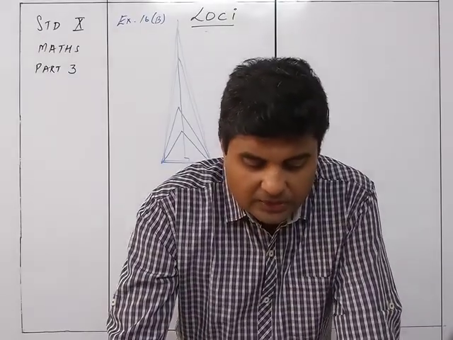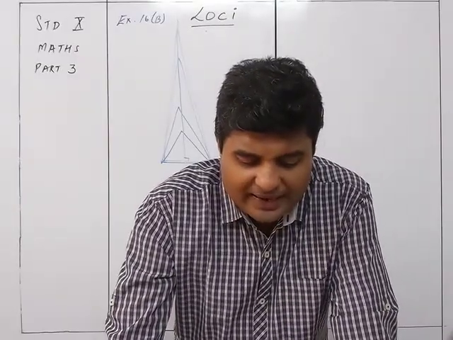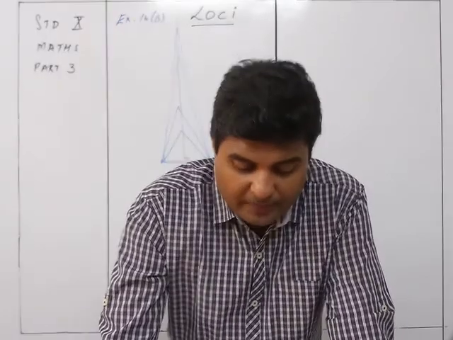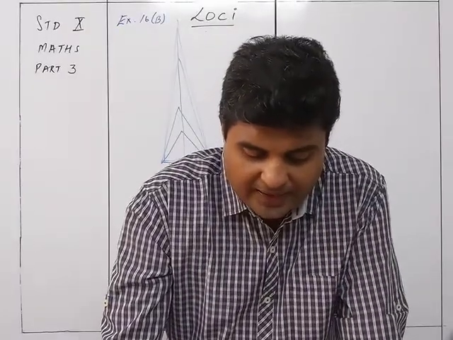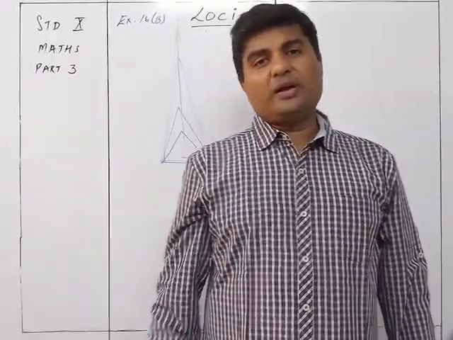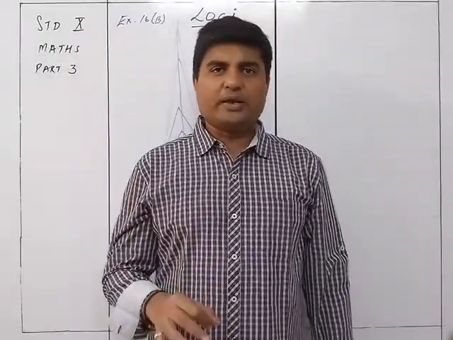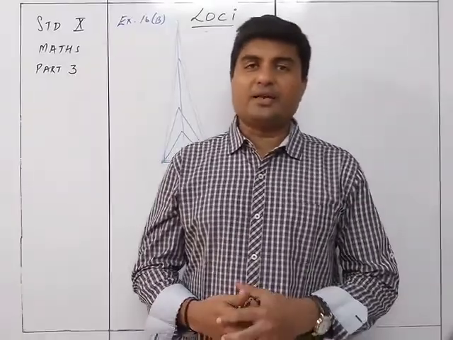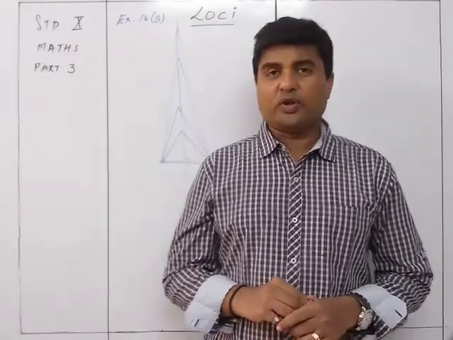Next one. The locus of a point P so that AB square is equal to AP square plus BP square, where A and B are fixed points. Now this is the most tricky one. You could just, yeah, that's for sure, you came to know that it is Pythagoras theorem. AB square is equal to AP square plus BP square.